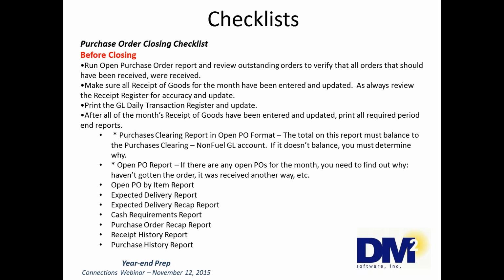And then the open PO report. If there's any open POs for the month that shouldn't be there, you really need to take a look and see why. And you would do that by expected receipt date. And maybe you haven't gotten an order or it was received some other way. We train everybody to do a receipt of goods through PO, but there are some people that just do an inventory adjustment. It's rare, but we definitely seen it before.